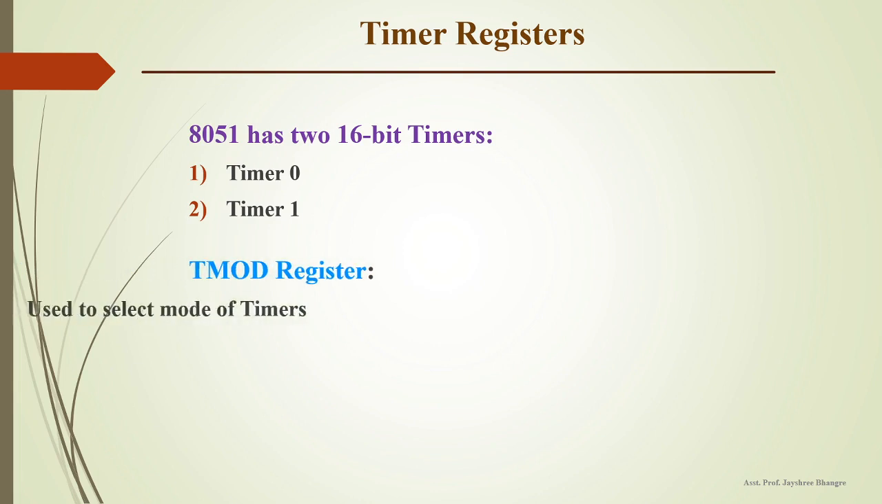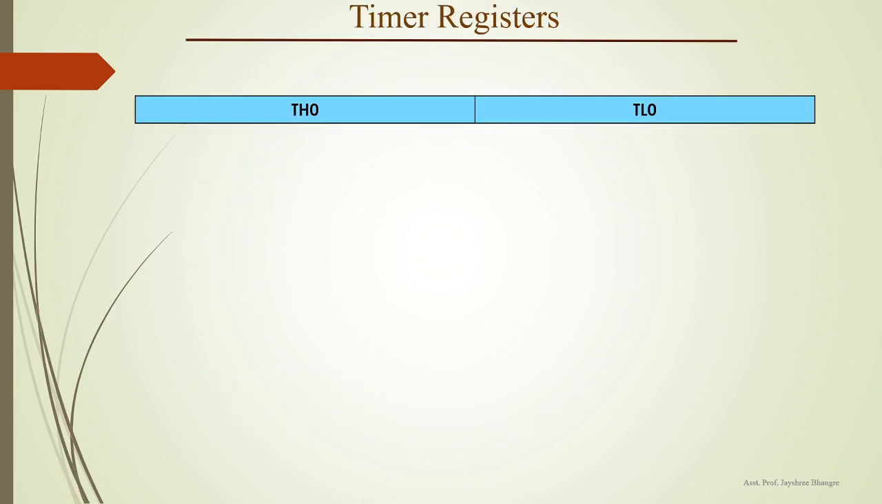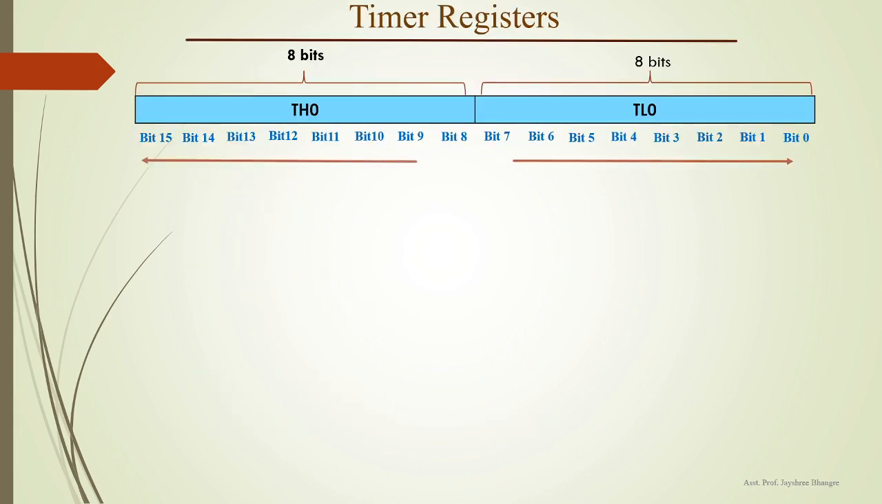To configure the timer in different modes, the TMOD register is used, and to control the operation of the timer, the TCON register is used. So here is timer 0, that is a 16-bit register. It consists of two 8-bit registers, that is TL0 and TH0. The address of TL0 is 8AH and the address of TH0 is 8CH.